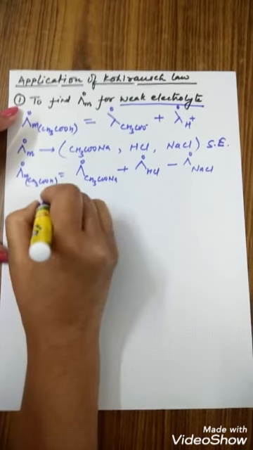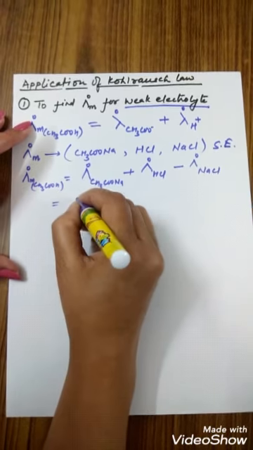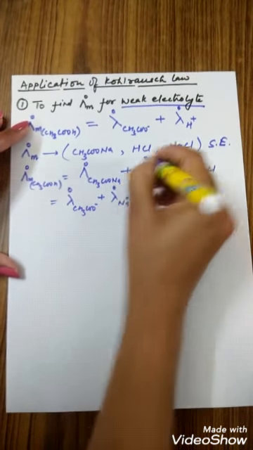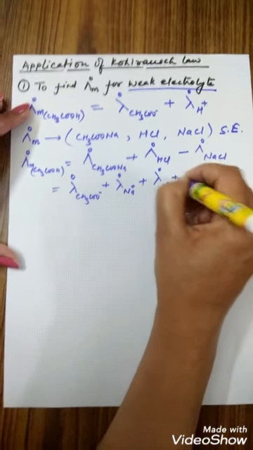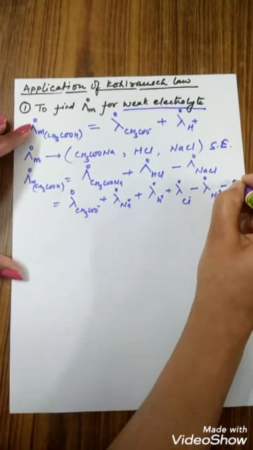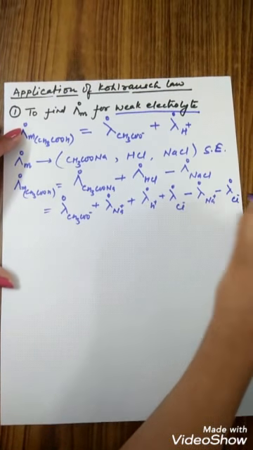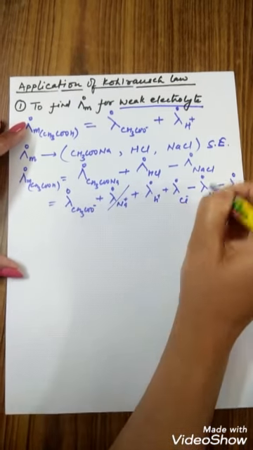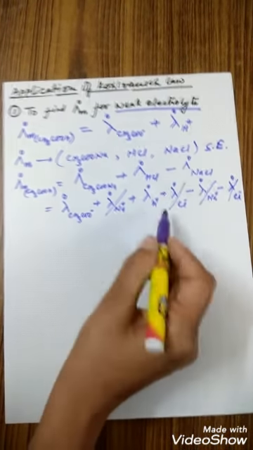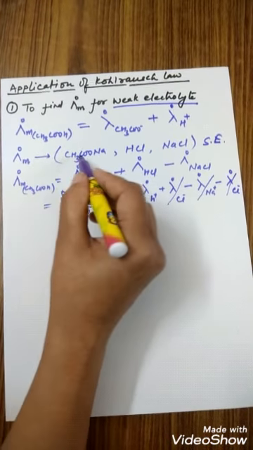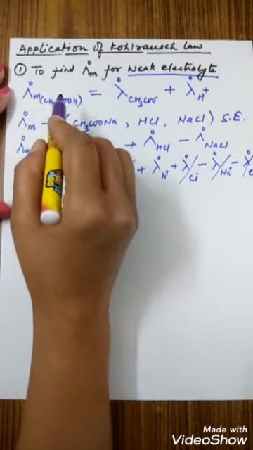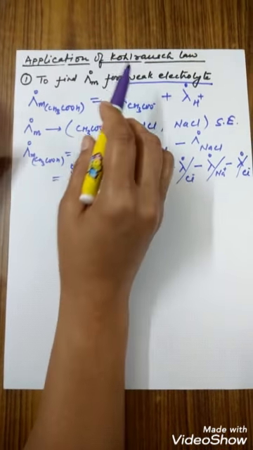So according to Kohlrausch law, lambda m naught of sodium acetate is nothing but the ionic conductance of acetate ion plus the ionic conductance of Na plus ion. Similarly, HCl is the ionic conductance of H plus ion plus the ionic conductance of Cl minus ion, minus lambda m naught of NaCl, which is the ionic conductance of Na plus ion plus the ionic conductance of Cl minus ion. Now, the ionic conductance of Na plus cancels out, and the Cl minus also cancels out. What is left? Lambda m naught of acetic acid. So we have reached this equation. It means with the help of lambda m naught of these three strong electrolytes, we can find lambda m naught of the weak electrolyte.